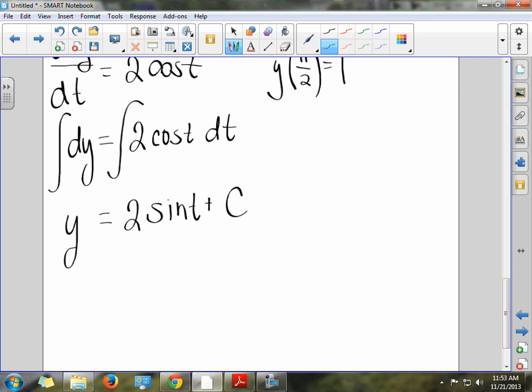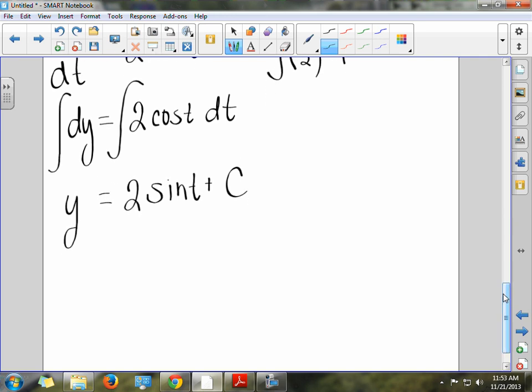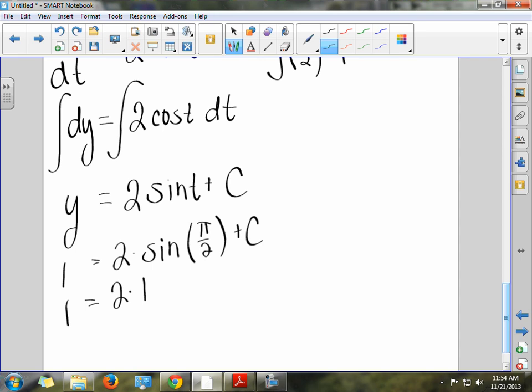So now I'm going to plug in. I've gotten to the point where I don't even need to solve for y because it's already solved for me. So now I just want to plug in my initial condition. t is going to be pi over 2 and y is going to be 1. So 1 is equal to 2 times the sine of pi over 2 plus c. Sine of pi over 2 is 1, right? So this becomes 1 is equal to 2 times 1 plus c. If I solve for c, I get that c is equal to negative 1.